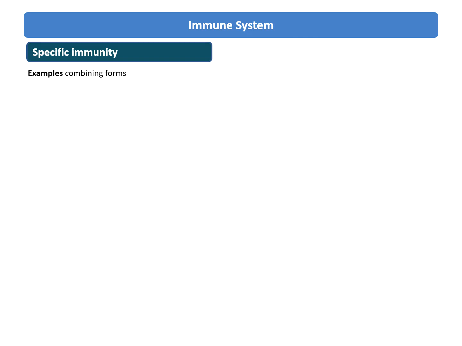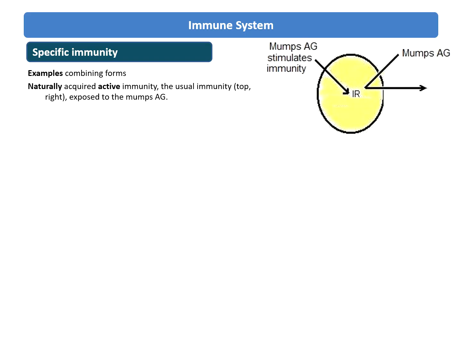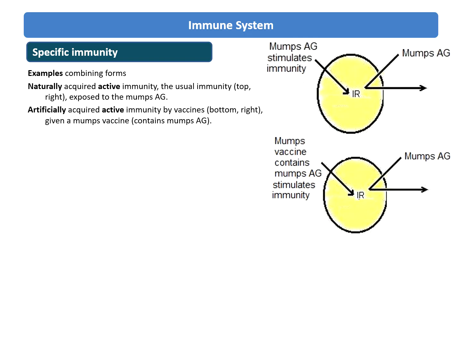So we can combine these into four types of immunity. There's naturally acquired active immunity. This is the usual immunity, as in exposure to mumps. Artificially acquired active immunity is similar, except the exposure is through vaccination. The immune system is active, it produces the immune response, but what caused it was an artificial exposure.